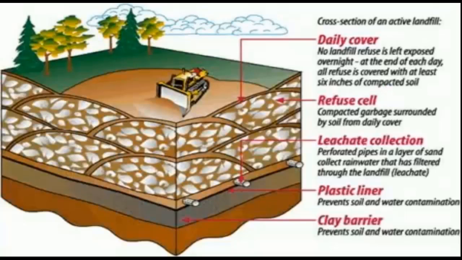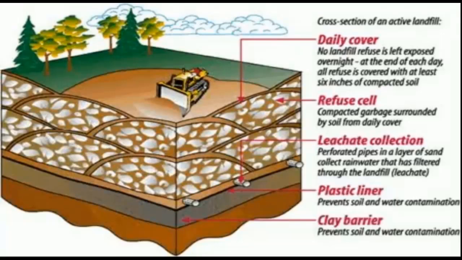All the compacted garbage is pushed down, and different layers are created, and those are called cells. Once the lower layer of garbage gets decomposed, gets degraded, then another cell is created. And lastly, once the trash is dumped in, then a cover is put.